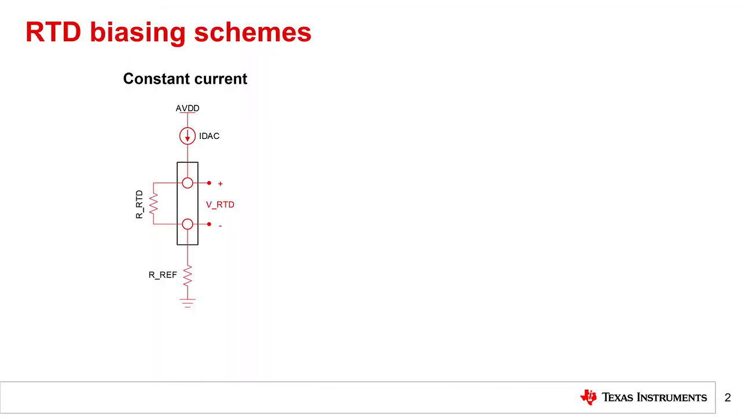It is possible to bias RTDs using one of two methods. On the left, a constant current source forces a current IDAC through the RTD resistance RRTD, creating a voltage drop VRTD that is measured by an ADC. The equation for VRTD using a constant current source is IDAC multiplied by RRTD. Therefore, VRTD has a linear relationship to RRTD because the IDAC term is constant. This is shown on the bottom left.